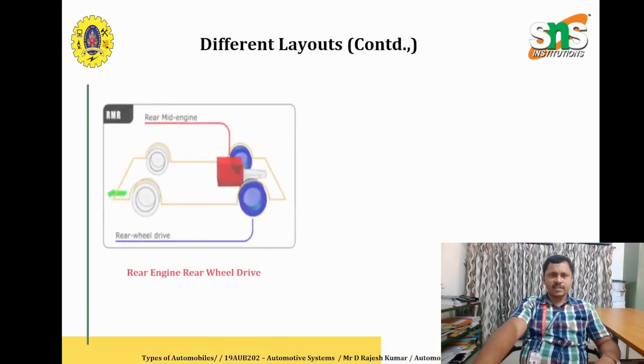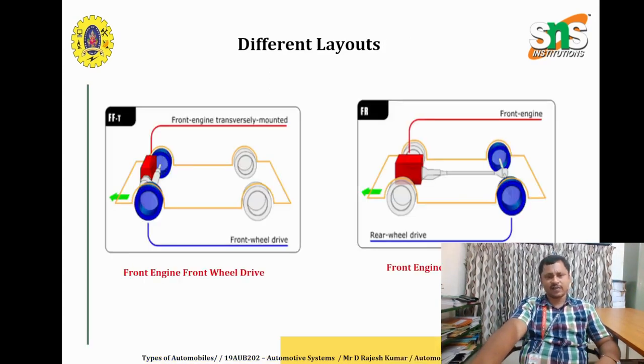The next type is about the rear mounted rear wheel drive. The engine will be at the rear end of the vehicle itself. You can see that Volvo buses and the like come under this category. Mostly the cars use the front engine front wheel drive, and in a few cases, such as lorries, you can see the front engine rear wheel drive. The engine will be at the front and the differential unit is coupled with the gearbox, so the power is transmitted through a propeller shaft.